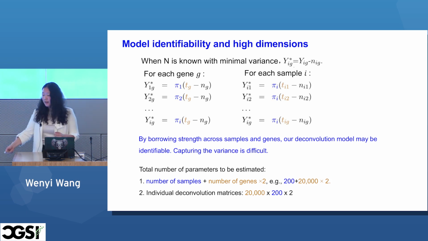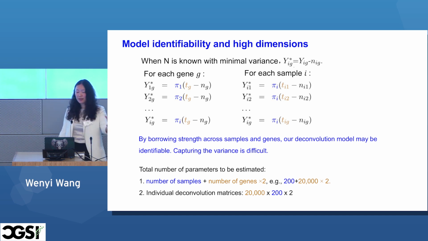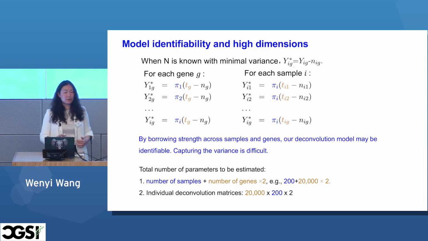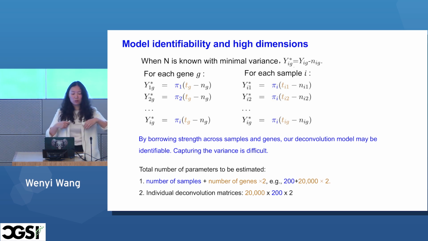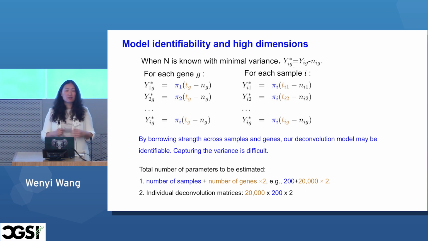Of course, one would say that when there are differences in the pi's and T's, then we can borrow strength across multiple samples and genes and perform a matrix decomposition. But that can be performed only when we assume no variance. In real data, capturing the variance is what makes this problem difficult.